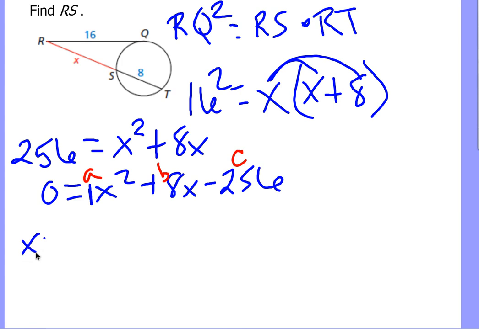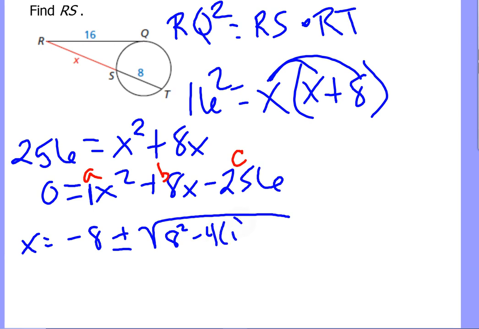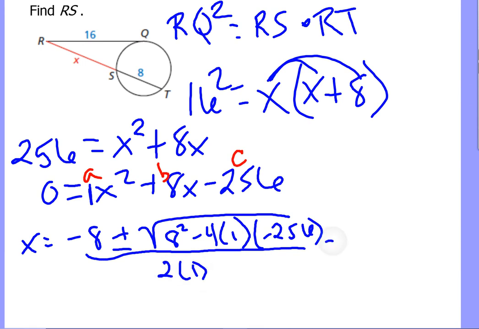So x is going to equal the opposite of b. The opposite of 8 is negative 8, plus or minus the square root of b squared, so 8 squared, minus 4 times a, which is 1, times c, which is negative 256, all divided by 2 times 1.